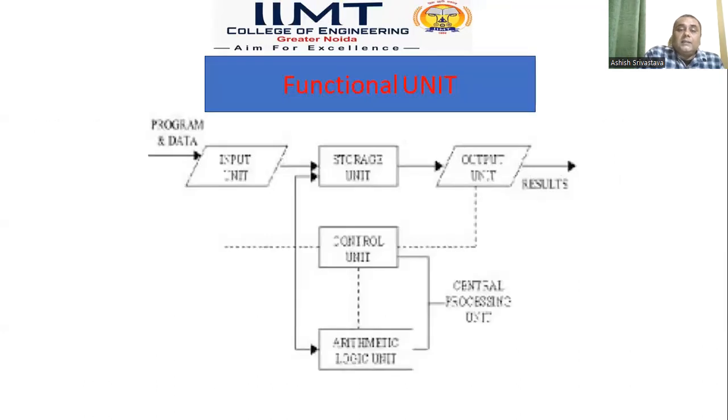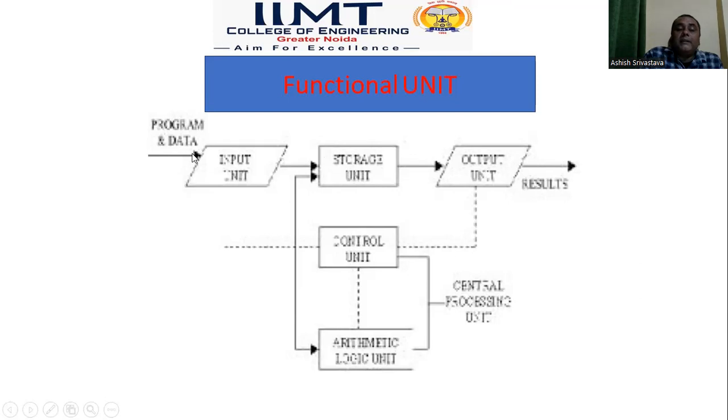Here are the functions of the functional units, the diagram of the functional unit. First one is the input unit. Second is the storage unit, also called memory unit. Then control unit, and then arithmetic logic unit. Control unit and arithmetic logic unit are part of the central processing unit, which is also known as CPU. And the last one is the output unit, which shows the result.